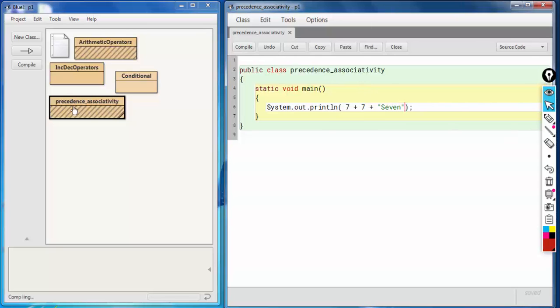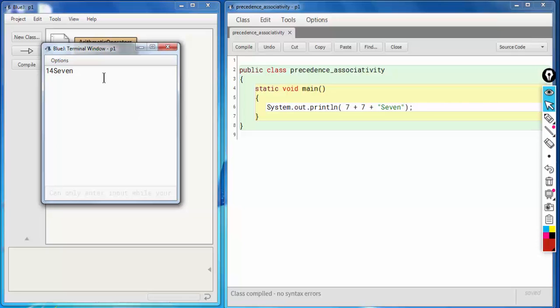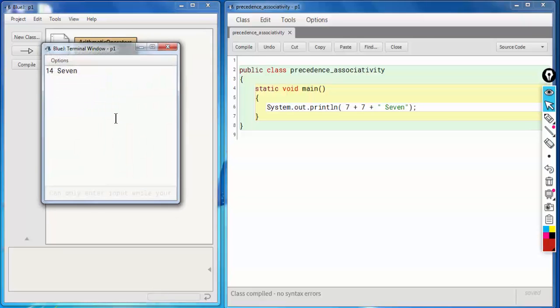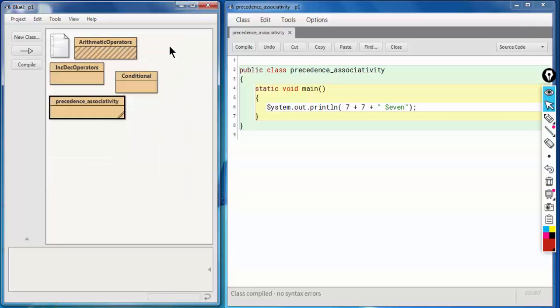So compile, and as you can see, the output is 14 and 7. There is no space between 14 and 7 because we don't have a space here. If I want a space, I can give a space here, and this will add a space in our output, right?